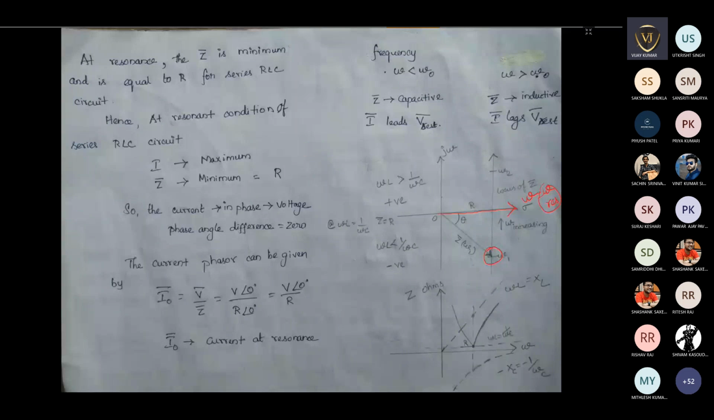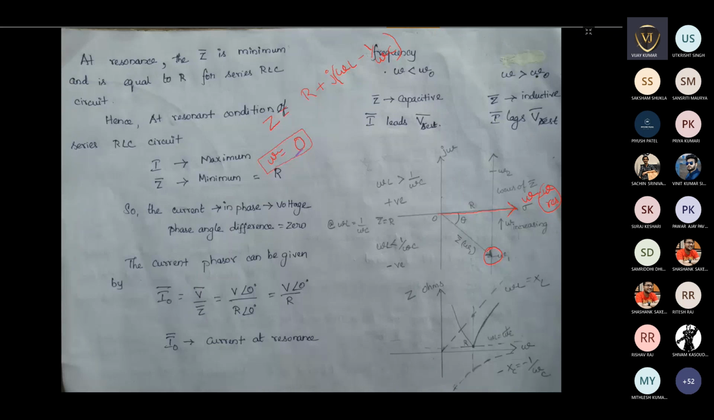Just a minute. Okay, let us start with omega is equal to 0. We are starting at omega is equal to 0. Your Z is nothing but R plus j omega L minus 1 by omega C. So now we are starting with omega is equal to 0.